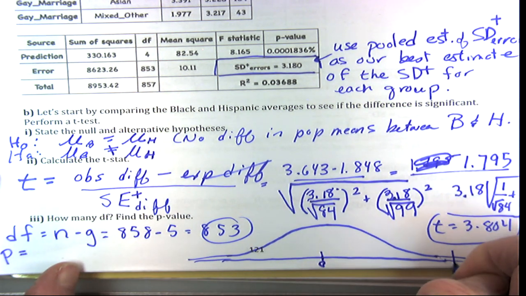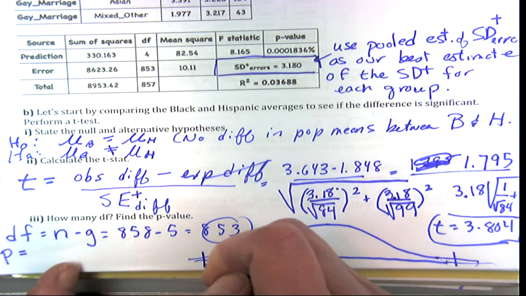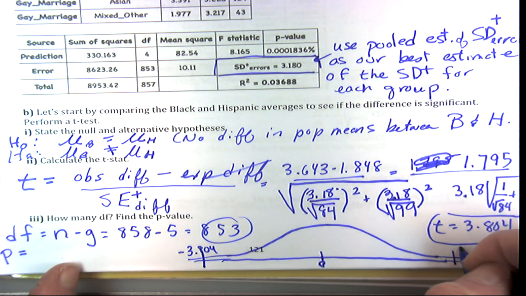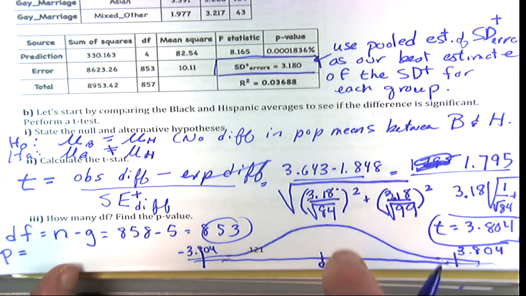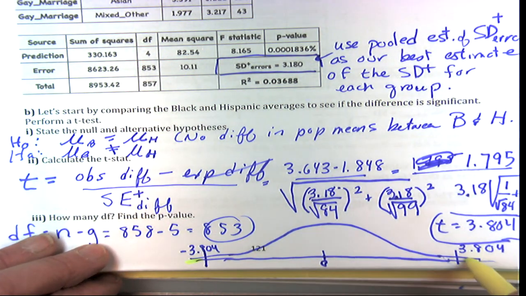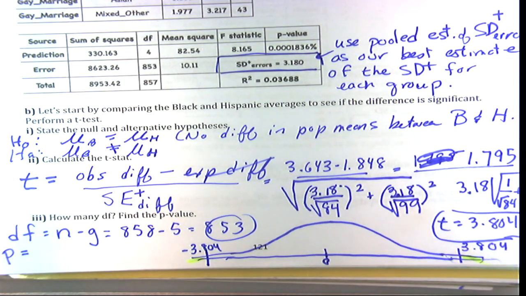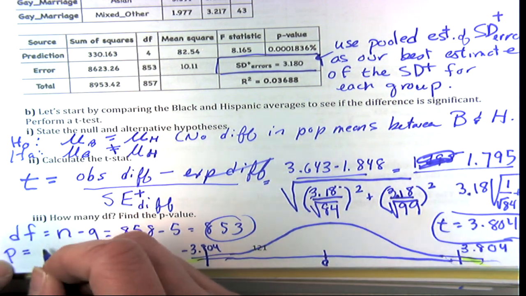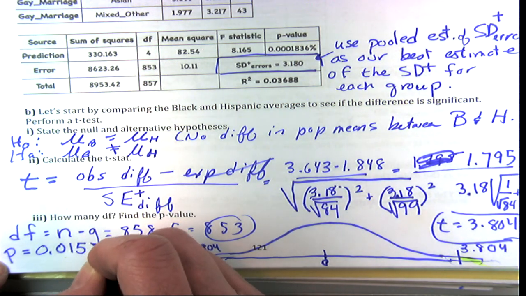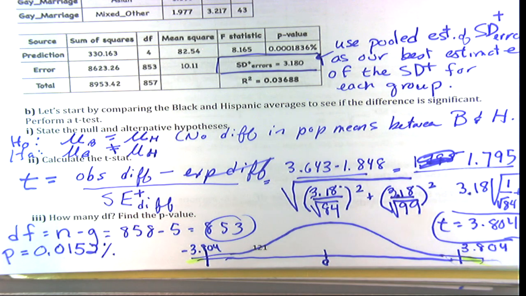So between 3.804 and negative 3.804, it's going to be very similar to the normal curve because there are so many degrees of freedom. What I got, the p-value, is this tiny little area on both sides, because we're doing non-directional, and I got a p of 0.0152%.